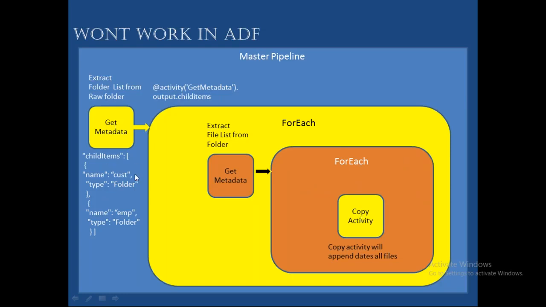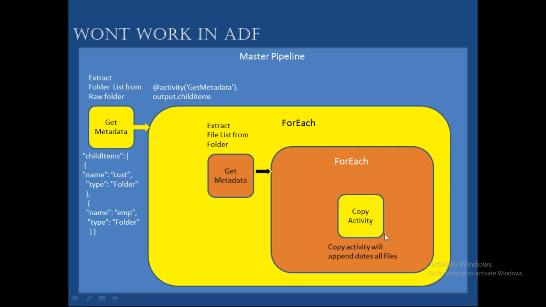Let's imagine you have a cust and EMP folder, and now you have all the cust, EMP, transaction. First you have given the cust folder. Under the cust folder you have cust1.csv, cust2.csv, cust3.csv. You have 3 files. I have passed all those 3 files to the ForEach. Now ForEach will give one by one file to the copy activity. Copy activity will copy one by one file.